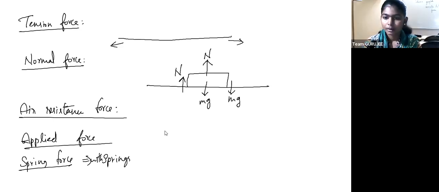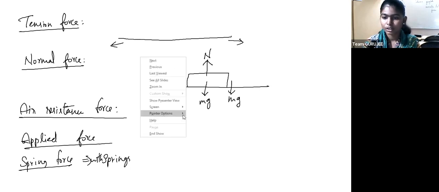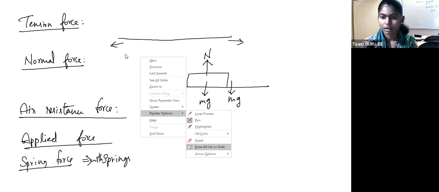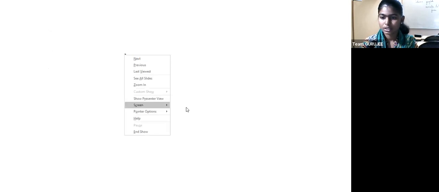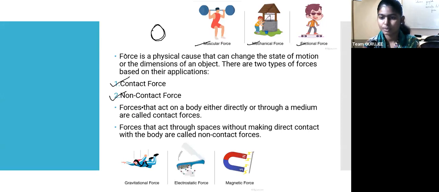So now coming to non-contact forces. Non-contact force means there won't be any contact, but force will be there. So it acts through space, without making direct contact with the body, and so they are called non-contact forces. Examples are gravitational force and electrostatic force.